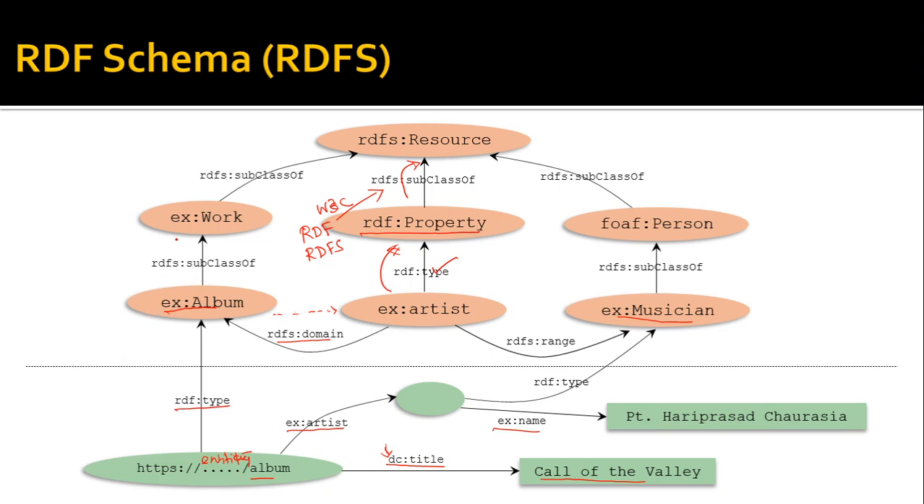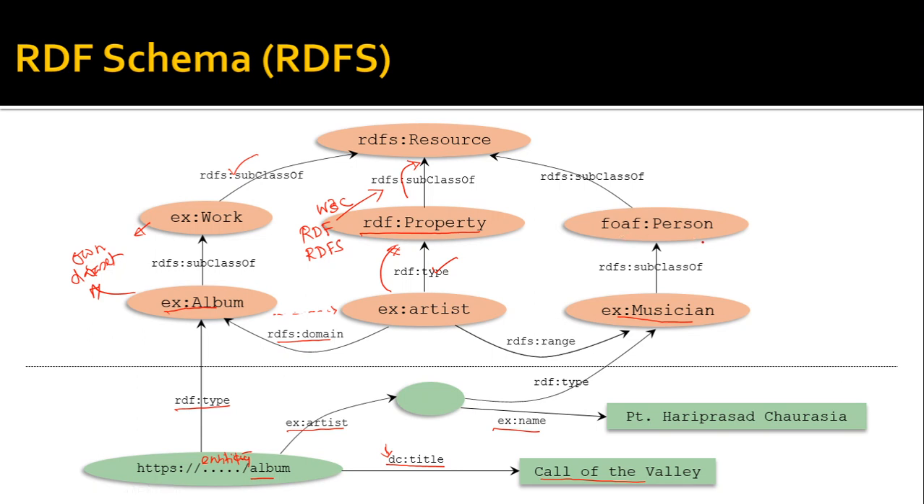So this is a subclass of work. Again, work has been defined in your own database. So these are all defined in your own data set. But even if you don't define this, it will be assumed to be a subclass of RDFS resource, because everything is a resource.